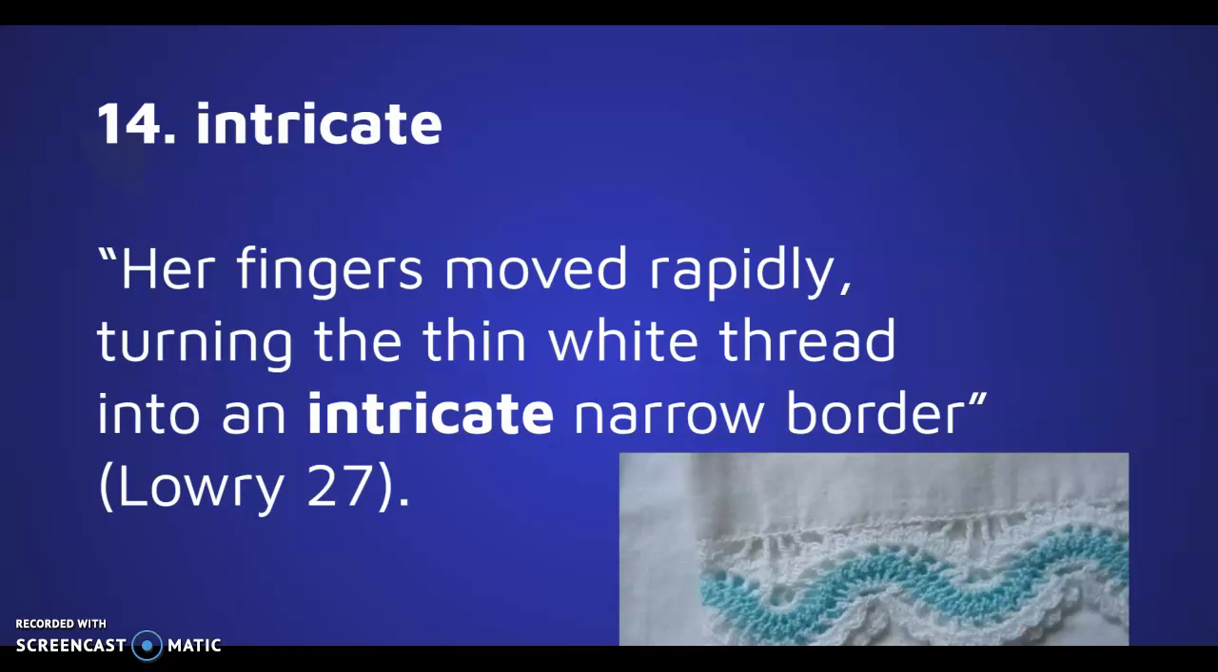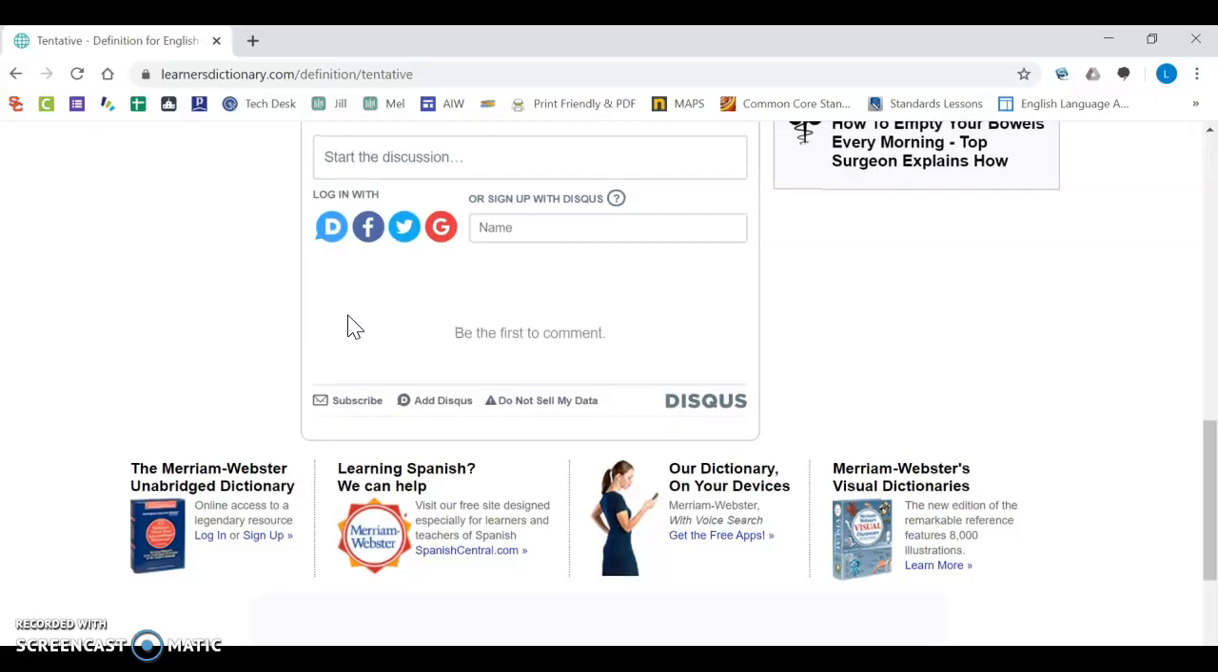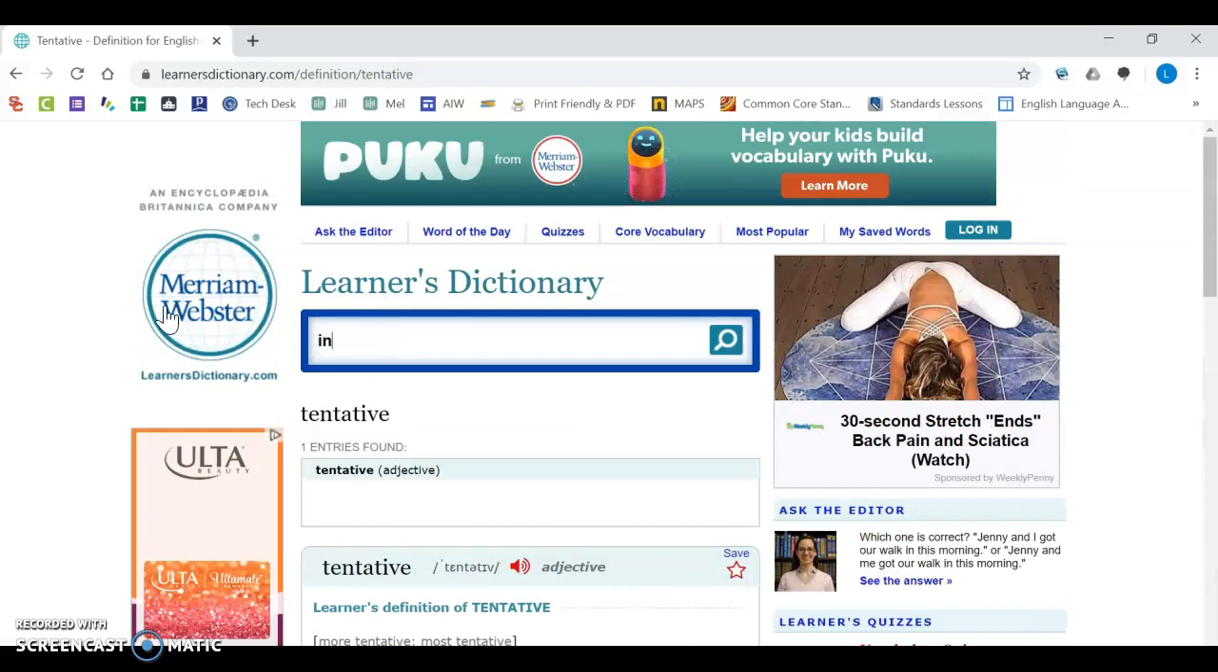Our next word is intricate. Her fingers moved rapidly, turning the thin white thread into an intricate, narrow border. And this sentence is referring to Mama, who was crocheting the edge of a pillowcase for Lise several years prior to when the book was taking place. So take a look at this context. What do you think intricate means? So let's look it up.